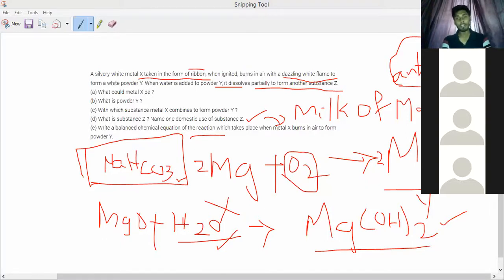Also remember, these are the major antacids, but one more thing. Most antacids contain at least one component of milk of magnesia, meaning magnesium hydroxide, or sodium bicarbonate. Also remember, a few antacids contain calcium carbonate as well as aluminum hydroxide. That is not under 10th class, but I am telling you. Calcium carbonate, what is the formula?